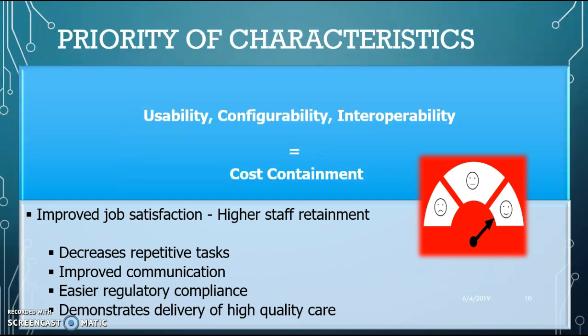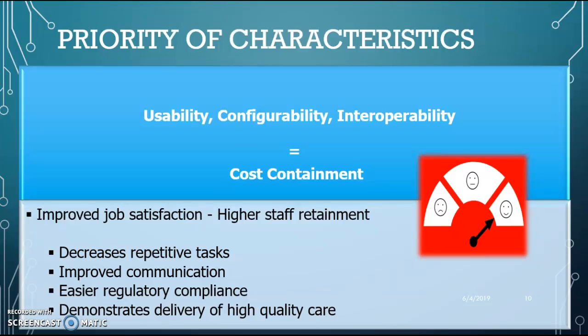Another priority: a facility employing a computer system that has high usability, high configurability, and high interoperability is going to have higher staff retention because they're going to have improved job satisfaction. As opposed to battling a system, they can embrace a system.